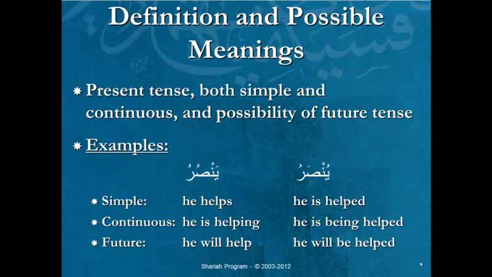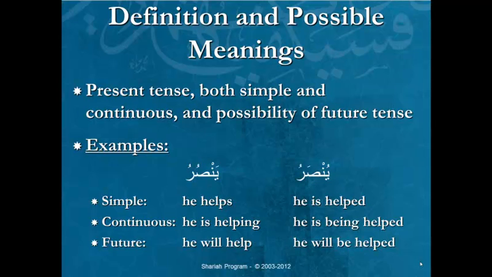So here's the examples. Yansuru. Yansuru is the active mudari with the helping letters. The 3 translations you get from this verb are: number 1, he helps, and that's what we call simple present tense. So without indicating on whether the action is happening again and again, or is it a prolonged action, it's just a very simple meaning: he helps. Or it could be he is helping, he's actively engaged in the act of helping. Or he will help, that's the future meaning.